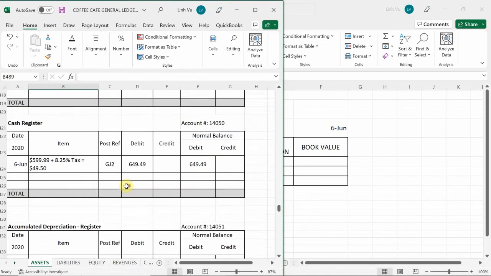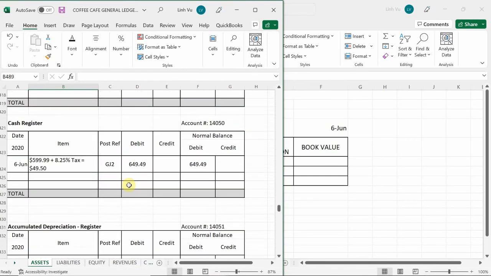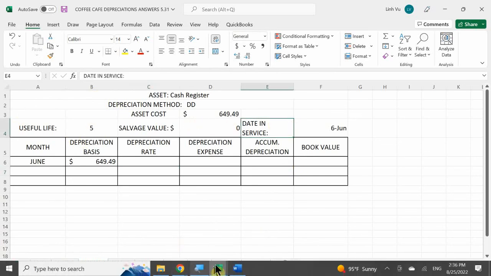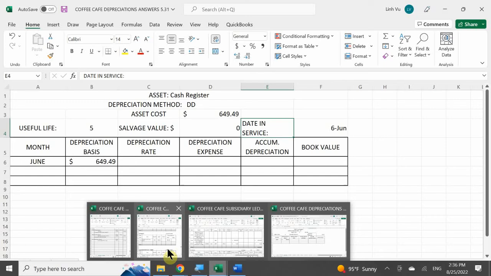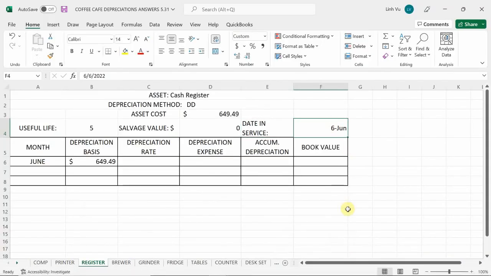649.49. Yeah, so if you looked it up, that's what you're supposed to do. Look it up. 649.49, 5 years life, no salvage value. And when did we actually buy the cash register? 6th of June, so we do the full month.